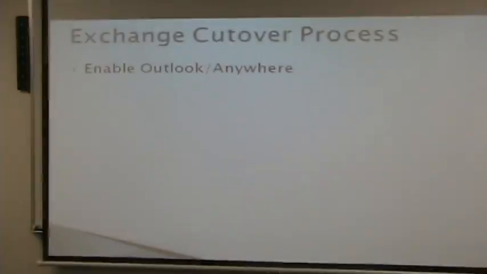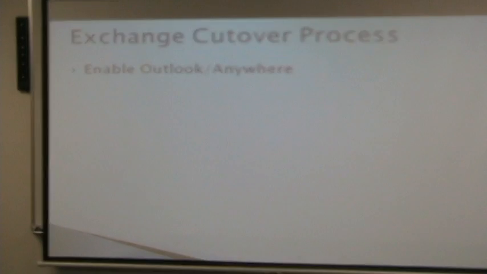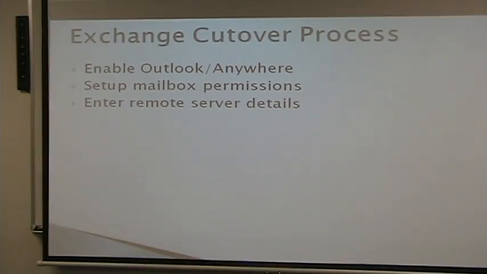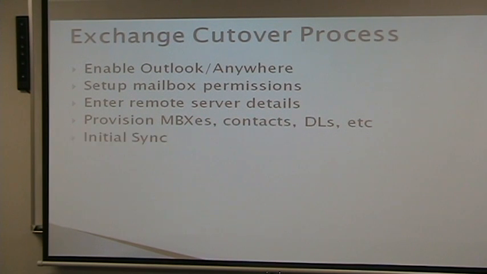The cutover process, just to outline it, is a really high-level outline and doesn't get really technical. Basically you have to enable Outlook Anywhere on the Exchange server, set up the appropriate mailbox permissions, enter the remote server details into Microsoft Online, and provision the mailbox contacts, etc. on Office 365. It does an initial sync, which is time-consuming. The nice thing that it does now is it performs incremental syncs. At this point, it can transform to a staged migration, and it'll keep the current infrastructure current with Office 365.